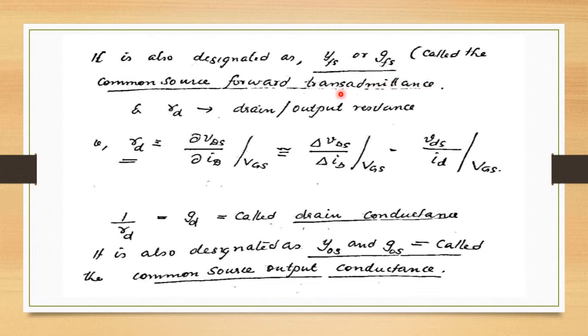This is the first one, and the second one is the drain or output resistance RD. So what is the drain resistance? RD is defined as dou VDS by dou ID at a constant VGS, which is approximately equal to delta VDS by delta ID at a constant VGS, that is equal to VDS by ID at constant VGS. And we define one more term, 1 by RD is equal to GD, which is called the drain conductance. It is also designated as YOS or GOS. It is called the common source output conductance.